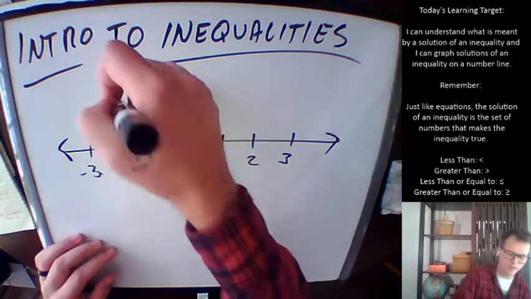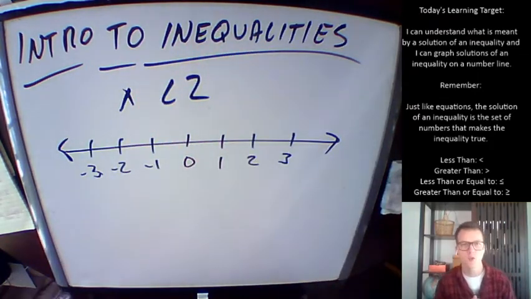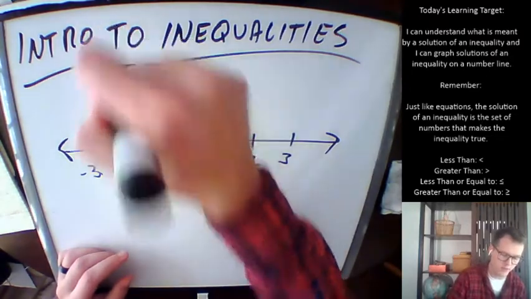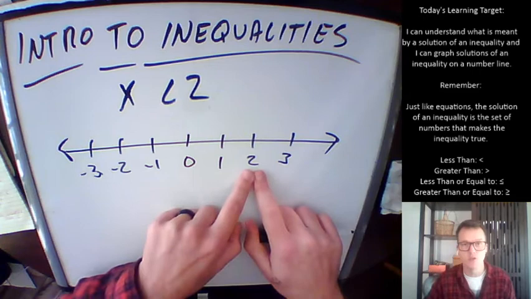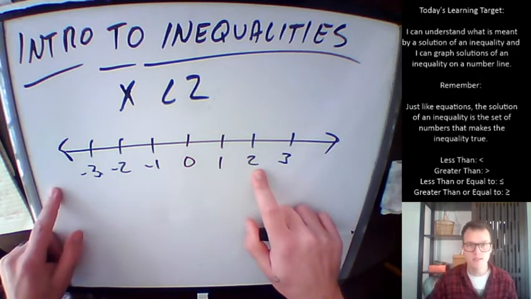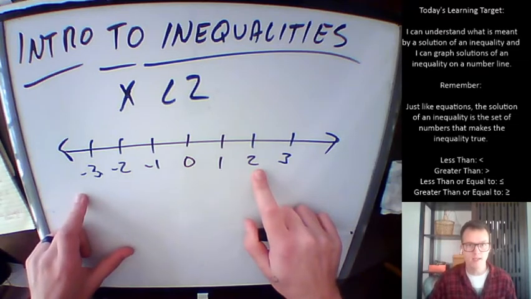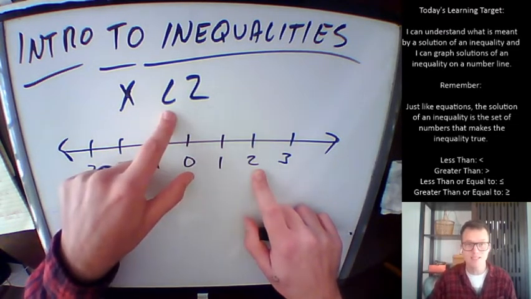Okay, say we were given the inequality x is less than 2, and we were asked to graph this to show what it is visually on a number line. Well, here's 2, and we know that x is less than 2, or x is smaller than 2. That means all the numbers to the left of 2 on this number line satisfy the inequality. They all work. But also notice that x must be less than 2. It cannot be exactly 2.